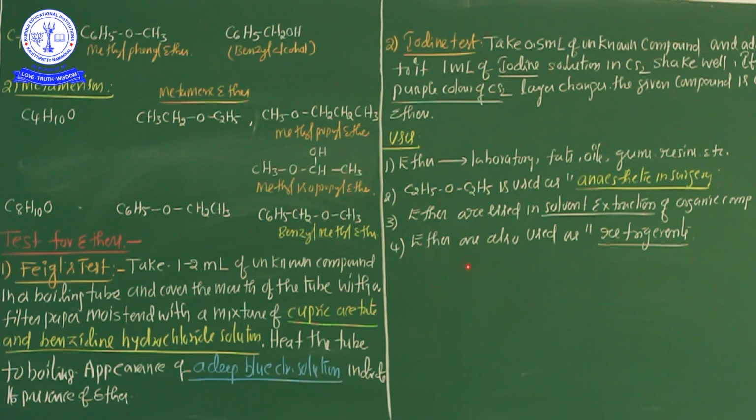So finally, uses of ether. Ether is easily used in laboratories and in the manufacturing of oils, gums and resins, etc. Another important one: diethyl ether is used as a general anesthetic in surgery. This is the most important anesthetic in surgery. Third, ethers are used in solvent extraction of organic compounds. Fourth, ethers are also used as a refrigerant. These are the uses of ethers.